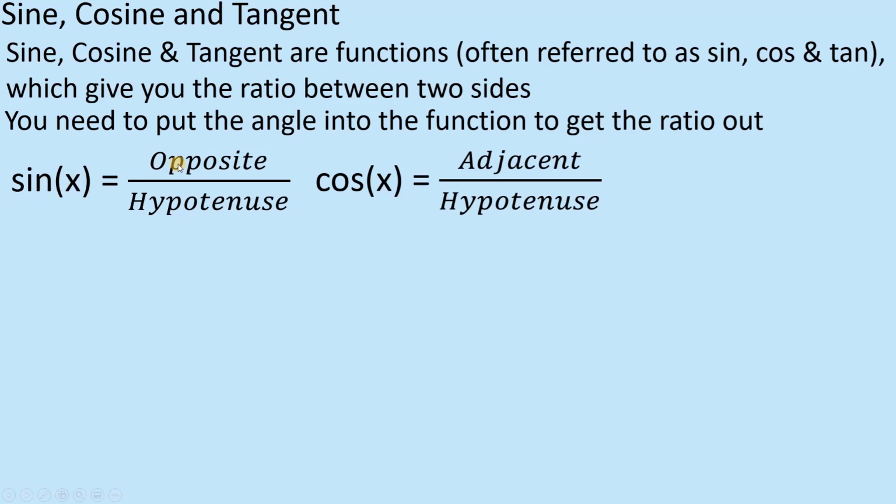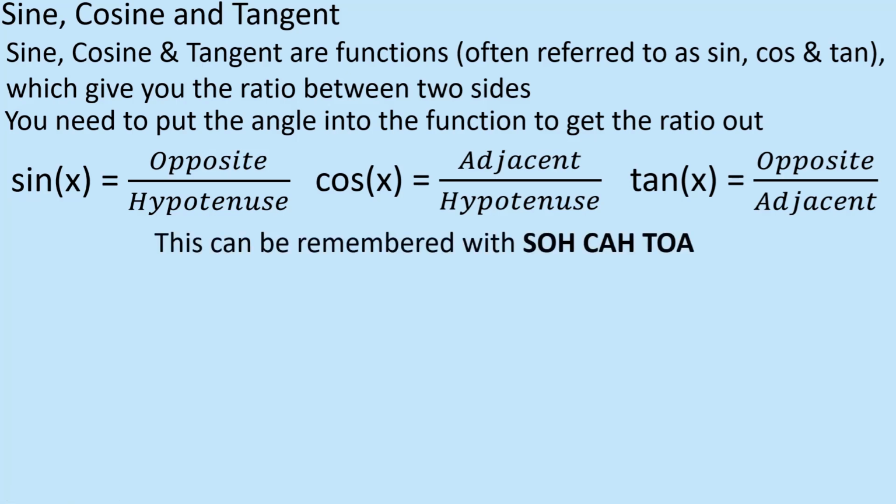So sin is opposite over hypotenuse, cos is adjacent over hypotenuse, and tan is opposite over adjacent. So they're your combinations. You've got O and H, A and H, and O and A. Sin, cos, and tan. And you need to learn those. So your job is obviously to try and remember these.